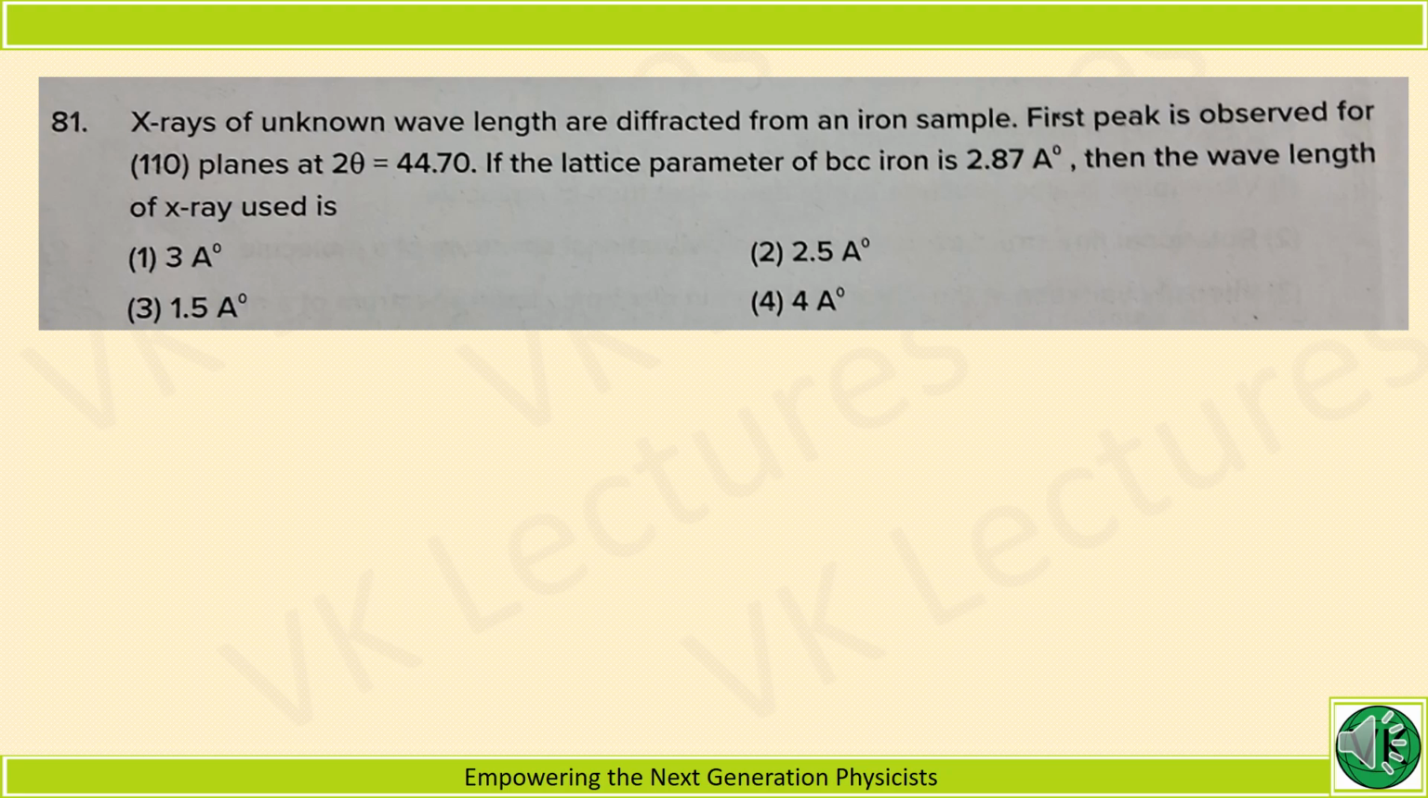X-rays of unknown wavelength are diffracted from an iron sample. First peak is observed for 110 planes at 2 theta equal to 44.70. If the lattice parameter of BCC iron is 2.87 Angstrom, then the wavelength of the X-ray used is 1.5 Angstrom.